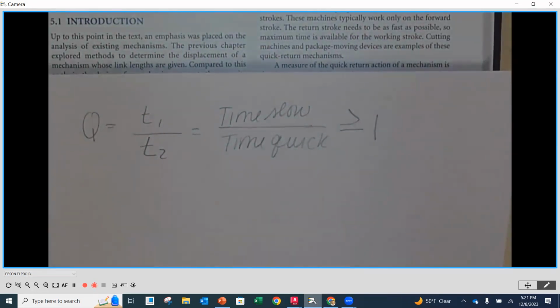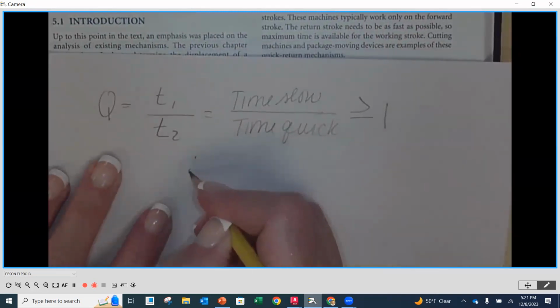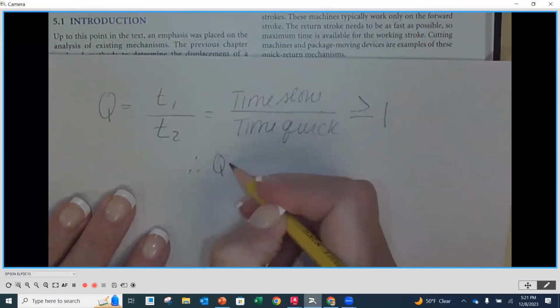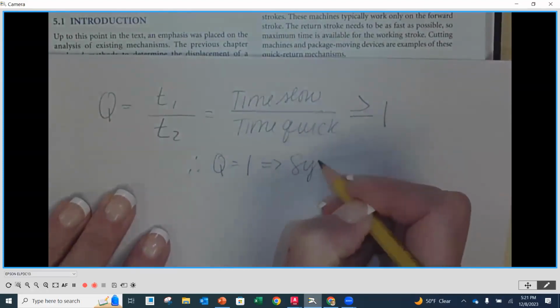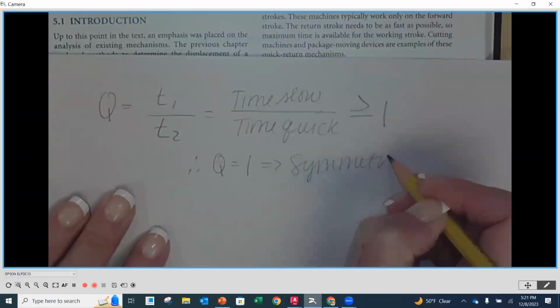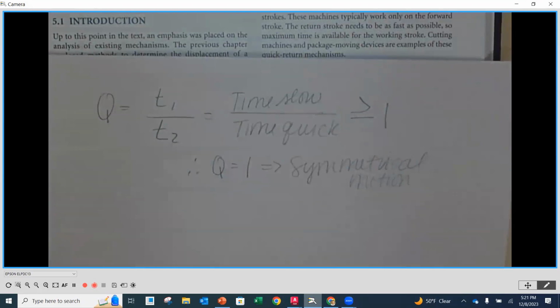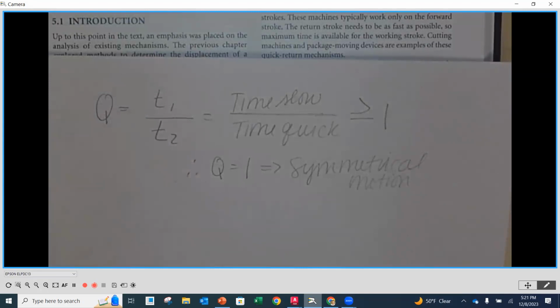Now, as you can imagine, when Q is equal to 1, that means that we're in a symmetrical motion situation, meaning that the outward stroke and the return stroke are exactly the same. When it's greater than 1, that means that we've got a quick return type of situation where we don't have the same time on both sides.